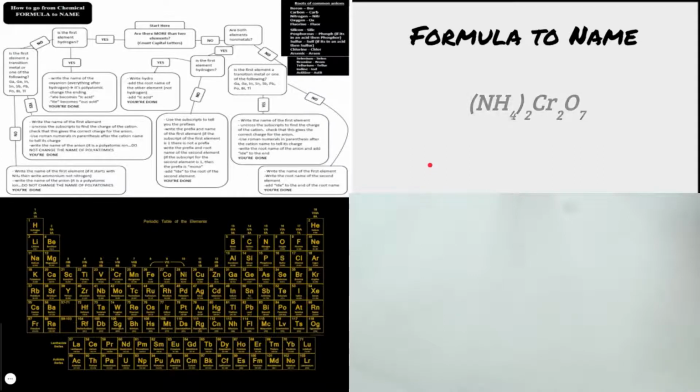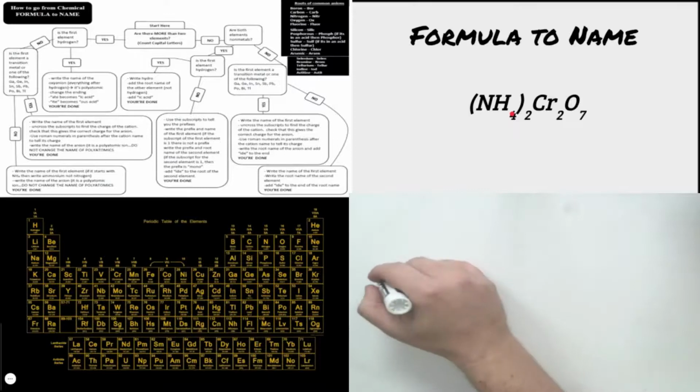All right. Whoops. NH4-2Cr2O7. Are there more than two elements? There's a lot more than two elements. Is the first element hydrogen? No. Is the first one a transition metal? No. Write the name of the first element. If it starts with NH4, then write ammonium. Hey, look, this starts with NH4 because that is the symbol for ammonium.